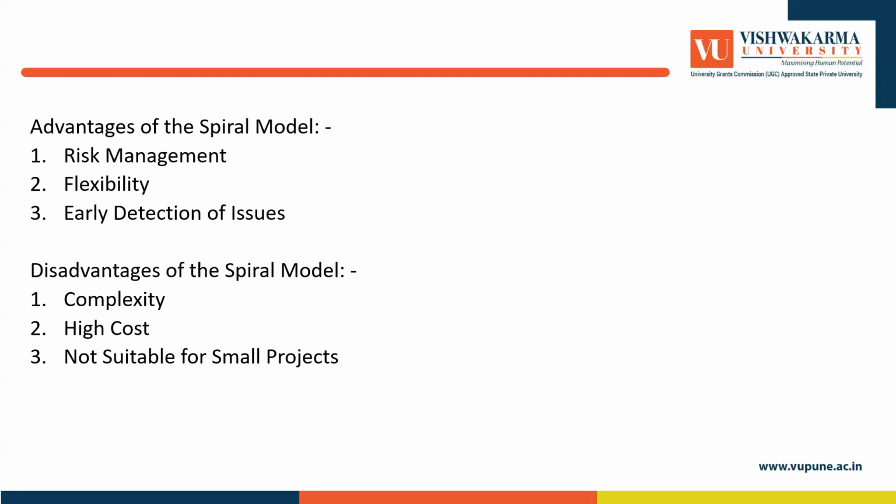Now, the disadvantages of the spiral model. First is complexity. The model structure is complex, requiring careful planning, risk assessment, and constant coordination. Then second is high cost. Risk analysis and repeated iteration can make the spiral model expensive and time consuming. Then the third disadvantage is that it is not suitable for small projects. The model's complexity and cost make it less suitable for small or low risk projects.